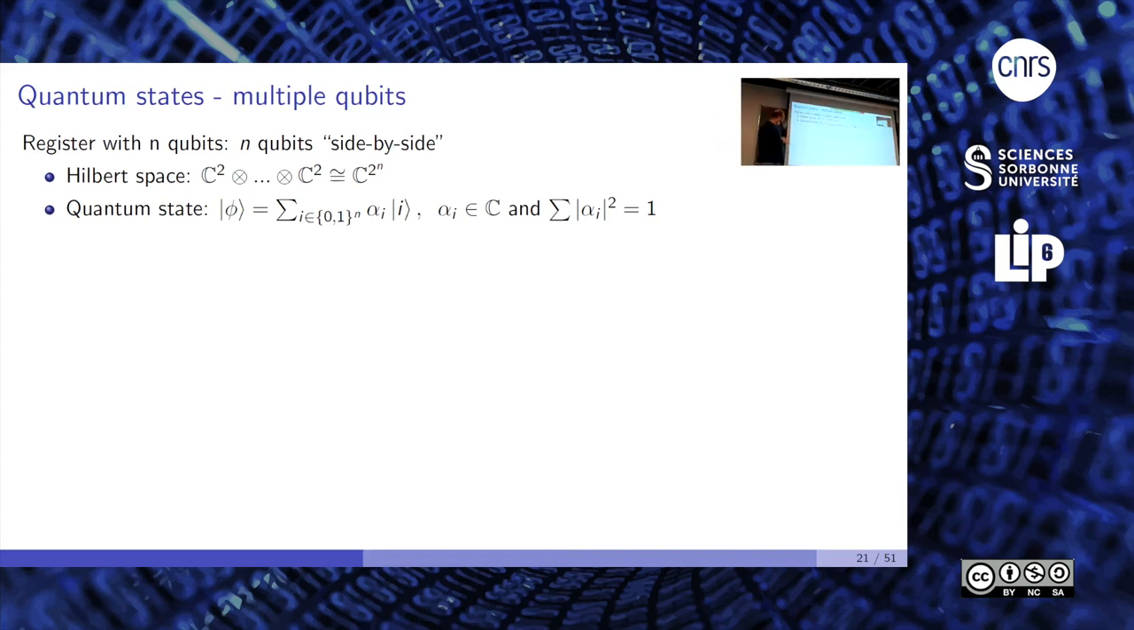So the key point in going from 1 to n is that you now have this exponential jump in the dimension of the Hilbert space. But if you change things accordingly, it is the same concept that we saw before, now in this much bigger dimension.